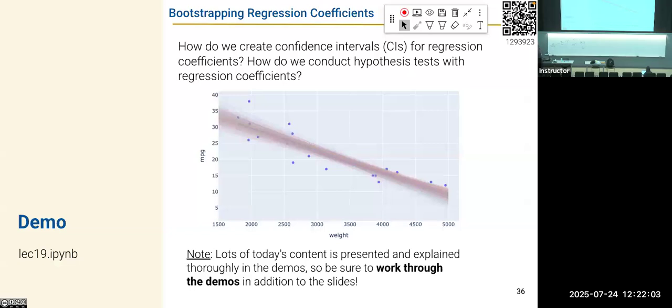Okay, so bootstrap. There is a demo for it. I don't think I have time to run through it. But just like the note says, everything we do today is probably more understandable if you do the demo yourself. So play with the demo. There's a lot of writing in there too, so you can get a sense of these ideas of bootstrapping.